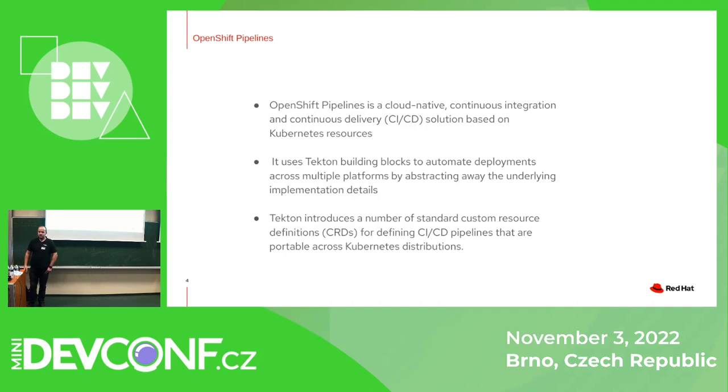Now, a few sentences about OpenShift pipelines. OpenShift pipelines is a cloud-native CI/CD solution based on Tekton. It uses Tekton blocks to automate deployments across multiple platforms. And Tekton introduced multiple CRDs for defining CI/CD pipelines.